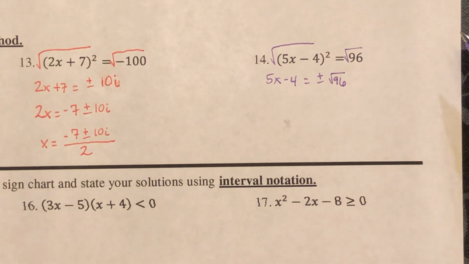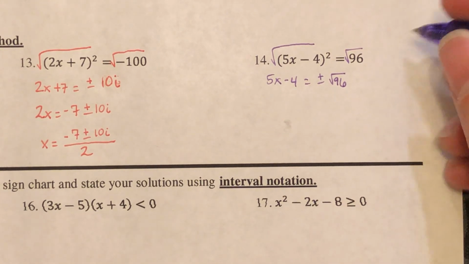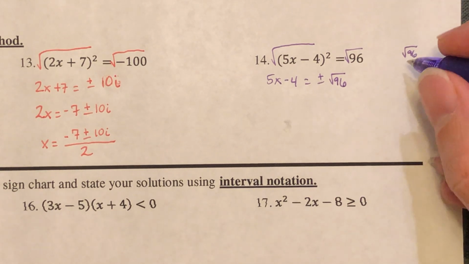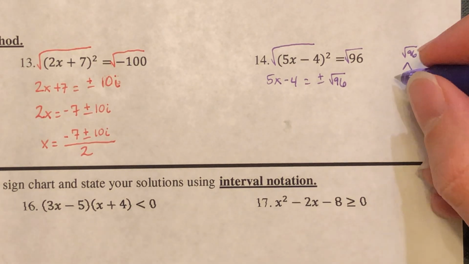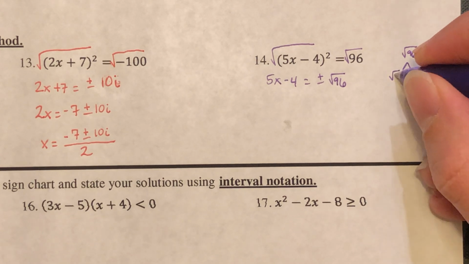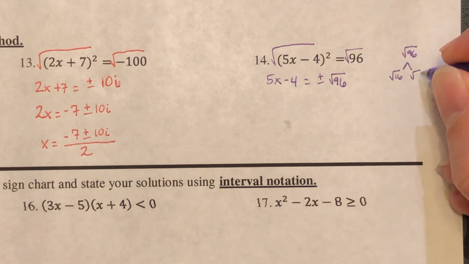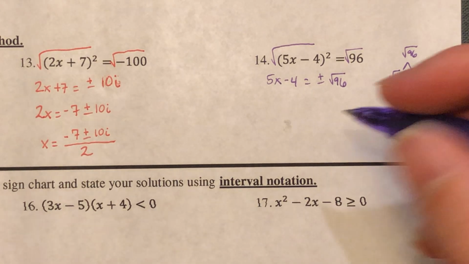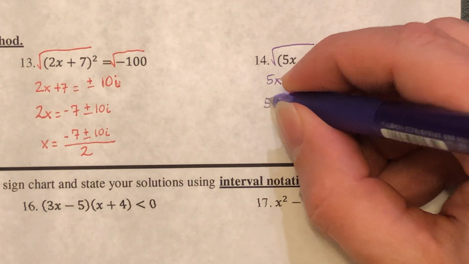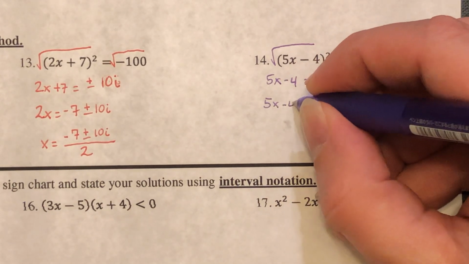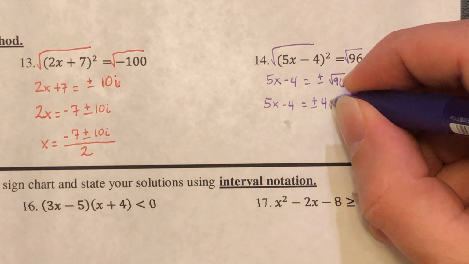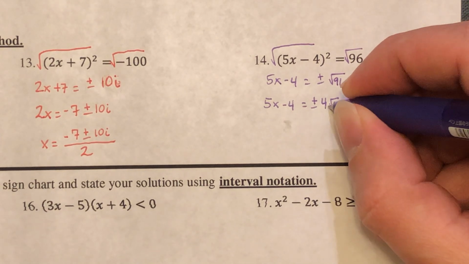The square root of 96 that I want to simplify out. I'm going to say that is the square root of 16 times the square root of 6. So that's going to be 4 square root of 6. So I've got 5x minus 4 equals positive or negative 4 root 6.